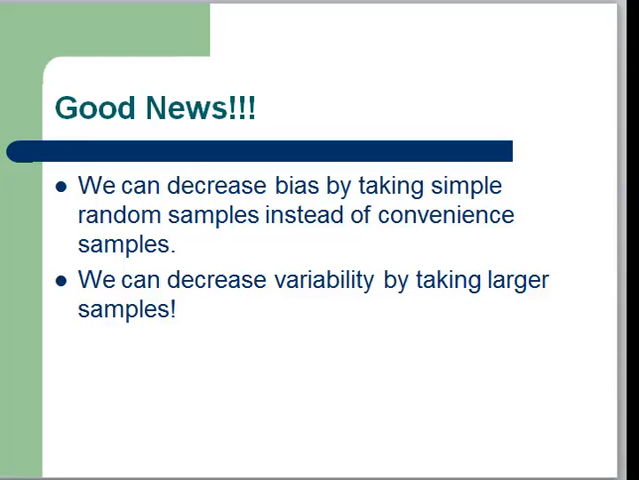The very good news in statistics is we can easily control bias and variability. We can decrease bias by taking simple random samples instead of convenience samples. We learned that in the last lesson. We can decrease variability simply by taking larger samples.